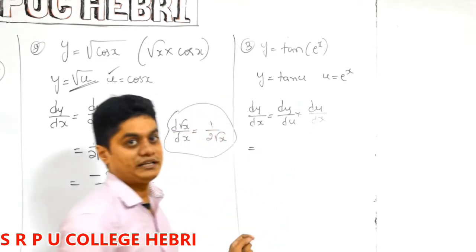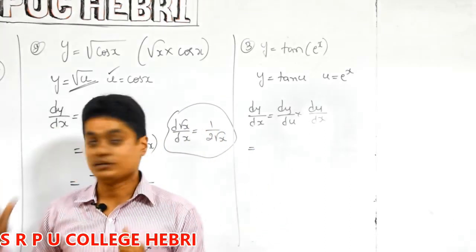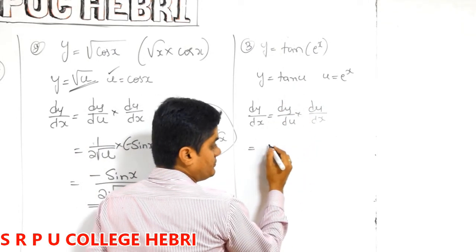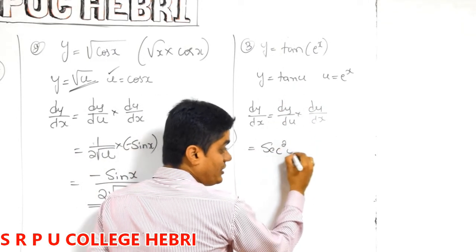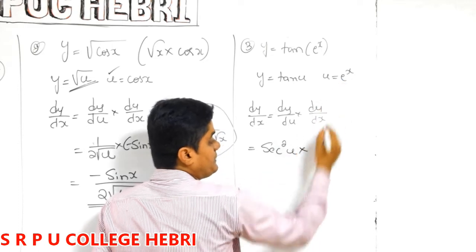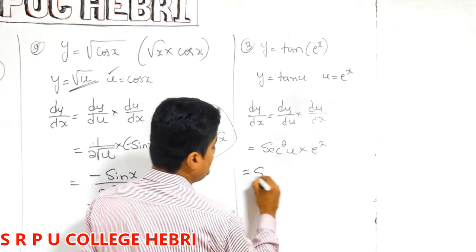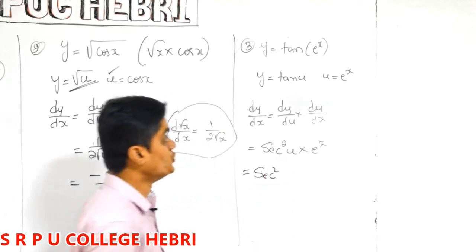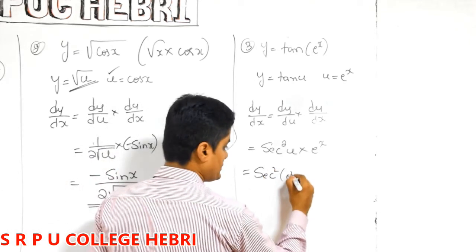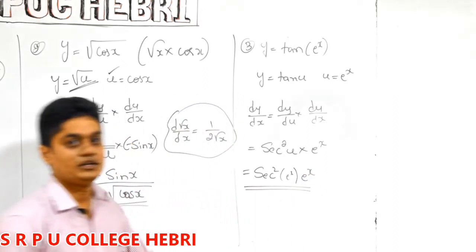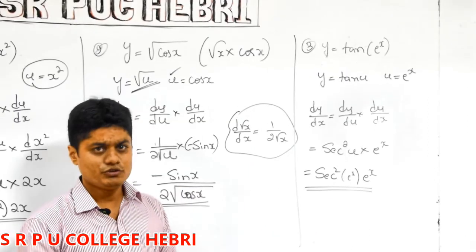Now I'll increase my speed because you already understood two examples. I'll write directly. What is the differentiation of tan u? Secant square u. What is the differentiation of e power x? e power x. I hope you understood. It is secant square u, and what is u? e power x, into e power x. Further simplification is not required, so this is enough. I hope you understood chain rule.